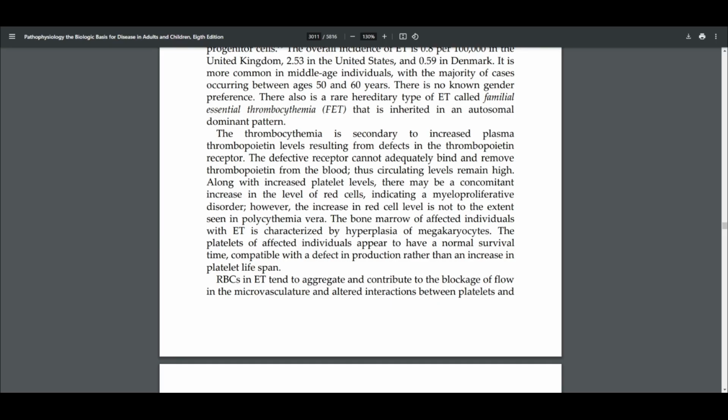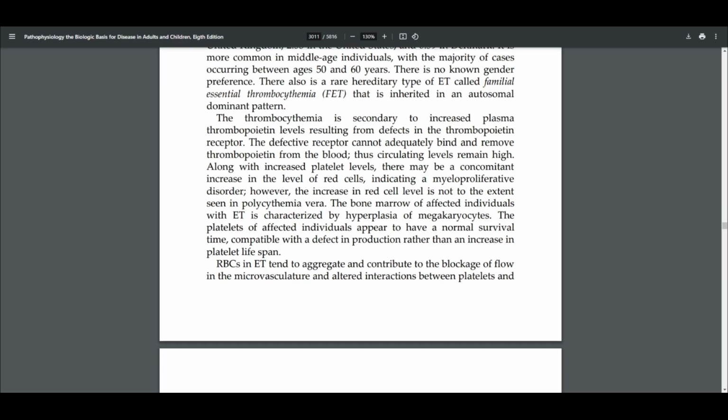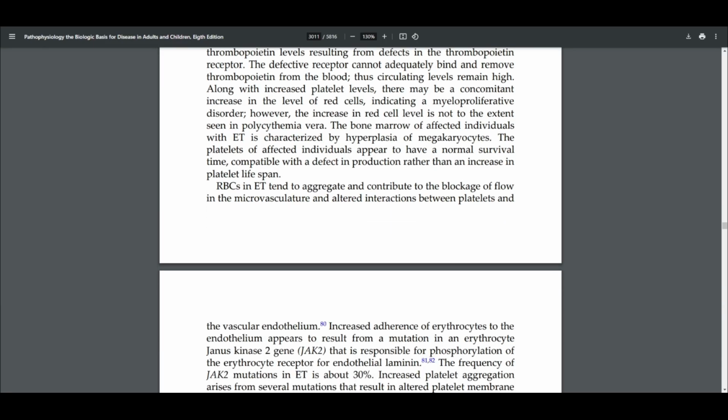Thrombocytopenia is secondary to increased plasma thrombopoietin levels, resulting from defects in the thrombopoietin receptor. The defective receptor cannot adequately bind and remove thrombopoietin from the blood. Thus, circulating levels remain high. Along with increased platelet levels, there may be a concomitant increase in the level of red cells, indicating a myeloproliferative disorder. However, the increase in red cell levels is not to the extent seen in Polycythemia Vera.